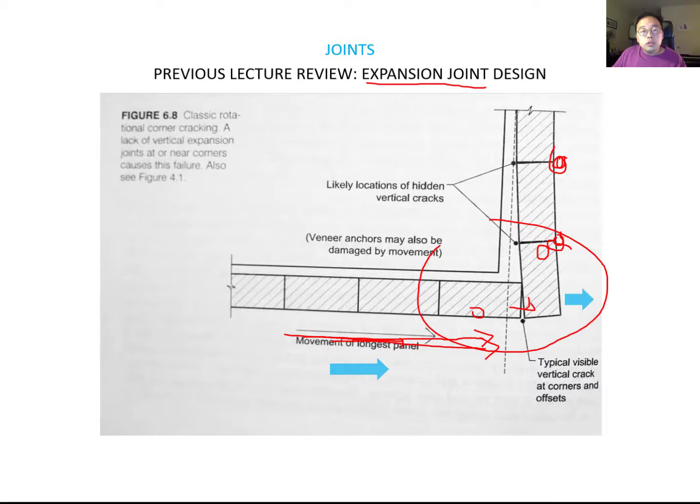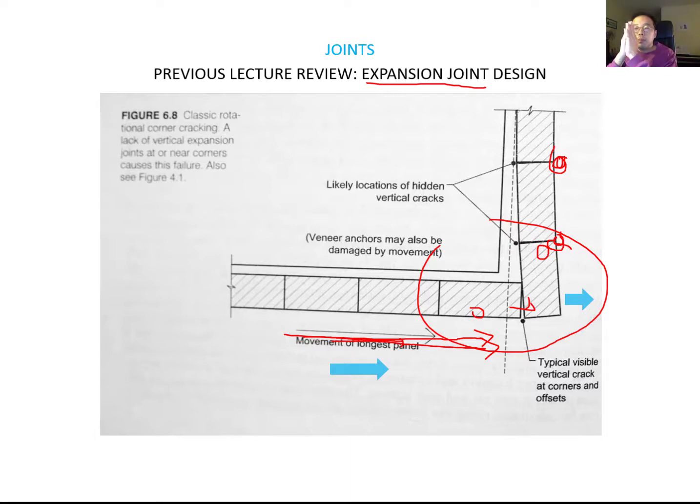You need to provide this expansion joint because of horizontal forces. The first one is lateral forces, caused by earthquake or wind. These are horizontal forces, which is why you have to provide an expansion joint. Also, you have to be concerned about the thermal expansion of your material.